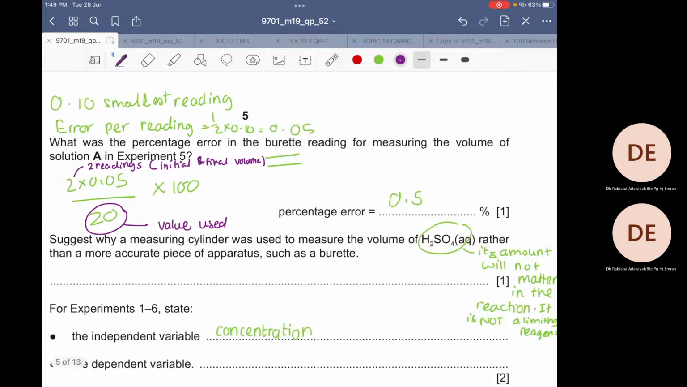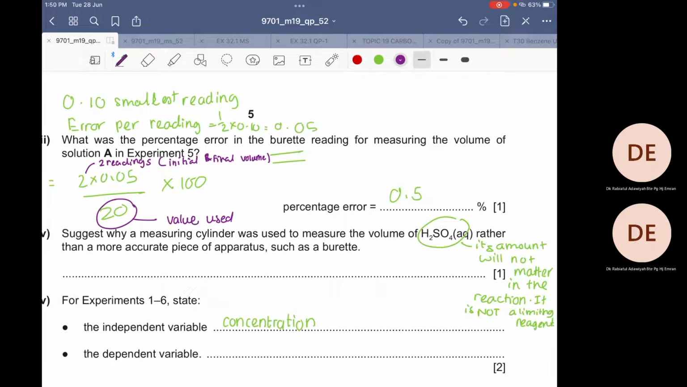This indicates that sulfuric acid is not a limiting reagent. Limiting reagent means once that solution is out, the reaction will stop. In this case, it doesn't matter whether the volume of the sulfuric acid is accurate, more or less by a few centimeter cube, because it's not a limiting reagent. What is the opposite of a limiting reagent? Excess. So the reason for this is because sulfuric acid is in excess.